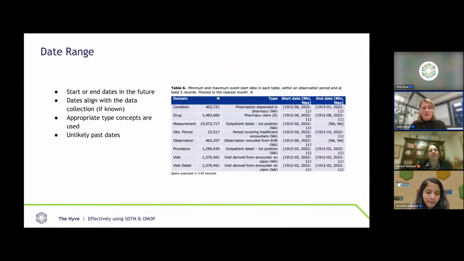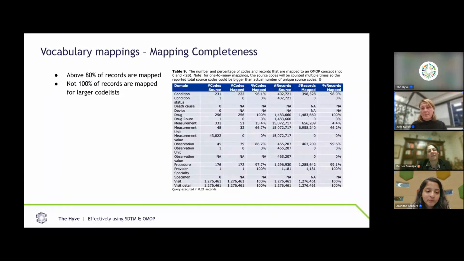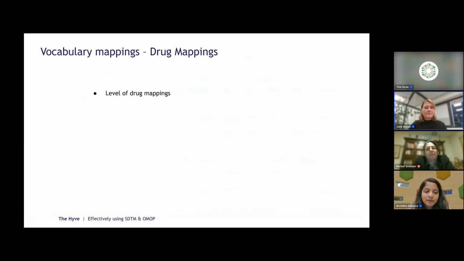It contains information about the date range, so you can see whether that all makes sense, that the start date and the end date, for example, are not somewhere in the future or super far away in the past. And then also for the vocabulary mappings, you see how many of the codes have actually been mapped and which haven't. So that also gives you a good indication of what's in your data.